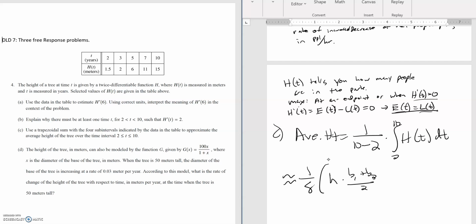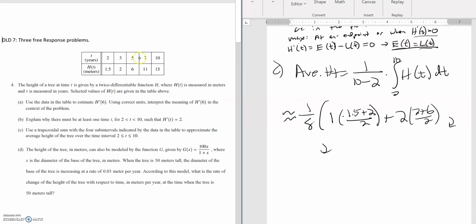So in this case, the height is 1 times base 1 plus base 2 over 2, plus the next one, which has the height of 2, and the two bases are 2 and 6, so that's 2 plus 6 over 2, plus the next one, which is the height is still 2 times 6 plus 11 over 2, averaging the two bases, plus the last one, which has a width of 3, and then times 11 plus 15 over 2.